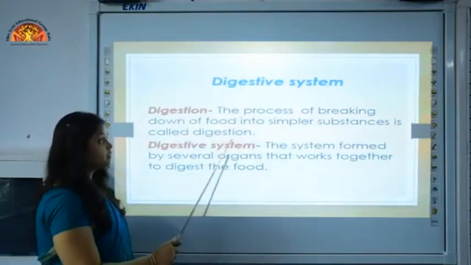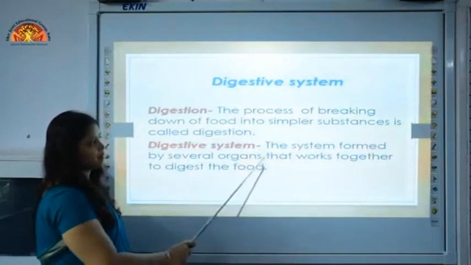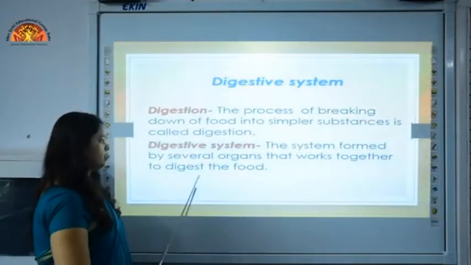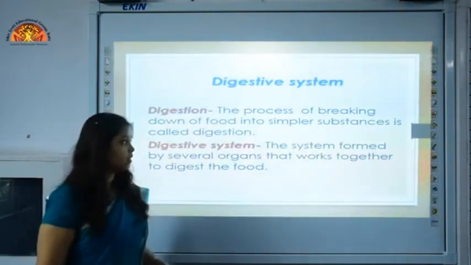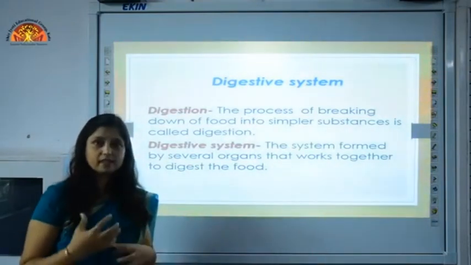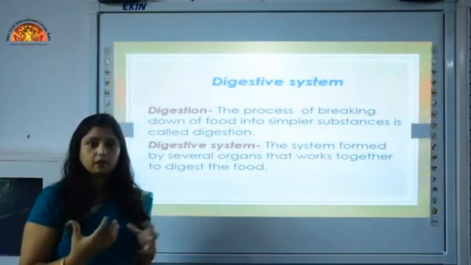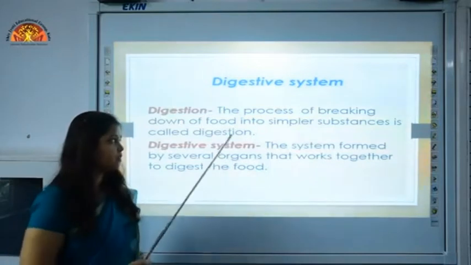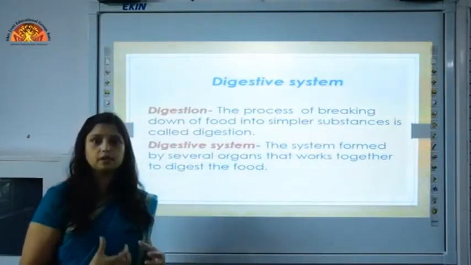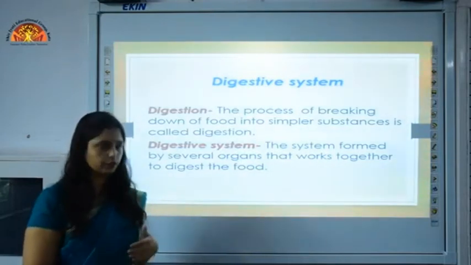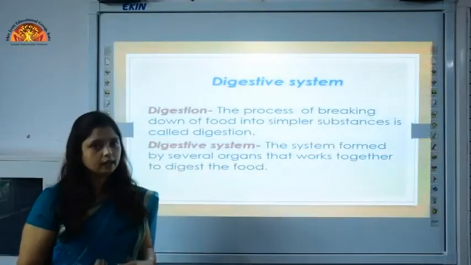Now, the digestive system is the system formed by several organs that work together to digest food. When several organs work together to perform something, they form a system. The digestive system is also such a system, in which various organs like the mouth, stomach and esophagus, which we will study now, all work together to perform the function of digestion.